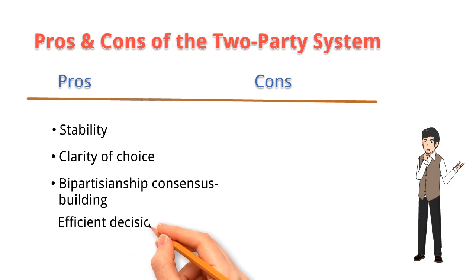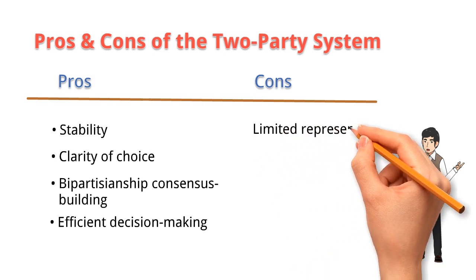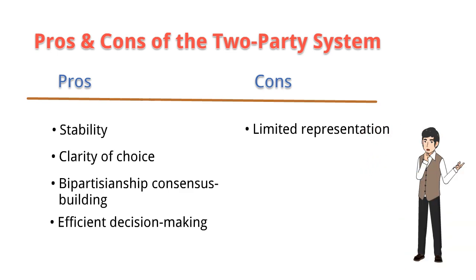4. Efficient decision-making. With two major parties, decision-making processes can be more streamlined and efficient. Parties can more effectively coordinate their members and implement their policy agendas without being hindered by extensive negotiations and conflicting demands from multiple parties. Cons of a two-party system include: 1. Limited representation. A two-party system may limit the diversity of political representation. Smaller parties or independent candidates often struggle to gain significant representation or have their voices heard, which can result in underrepresentation of certain perspectives and viewpoints.